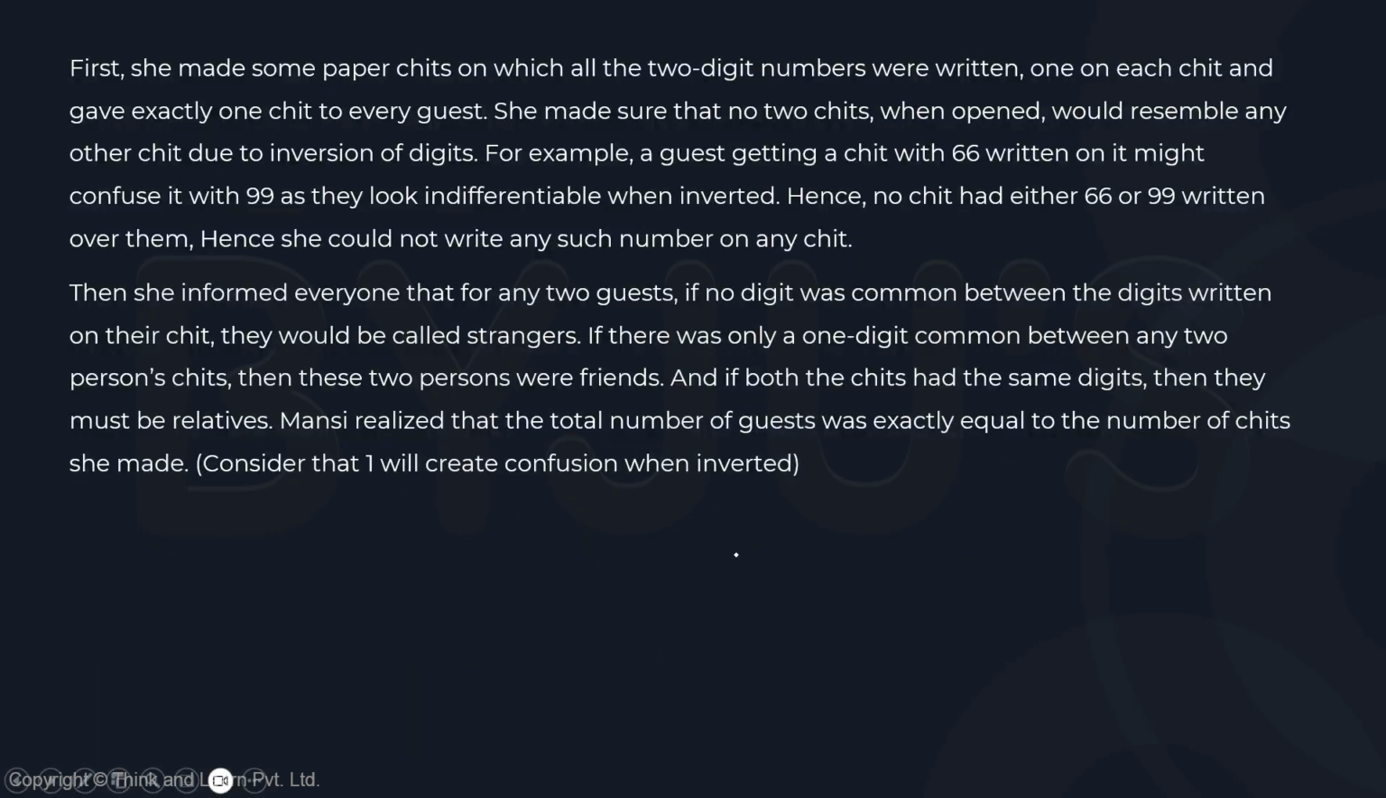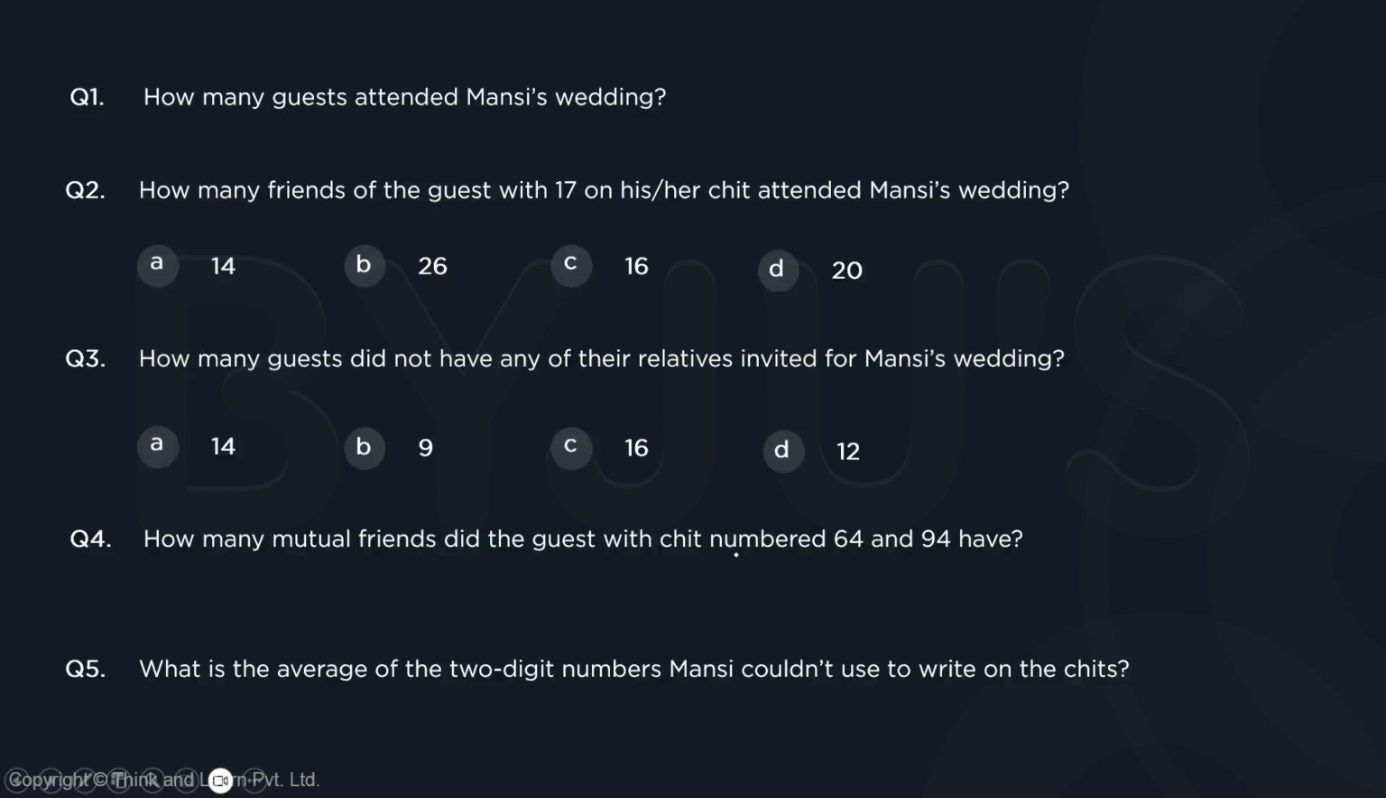Okay, so let's look at the questions. How many guests attended Mansi's wedding? How many friends of the guest with 17 on his or her chit attended Mansi's wedding? The options are definite. How many guests did not have any of their relatives invited for Mansi's wedding? Definite. How many mutual friends did the guest with chit number 64 and 94 have? Theta. What is the average of the two-digit numbers Mansi couldn't use to write on the chits?